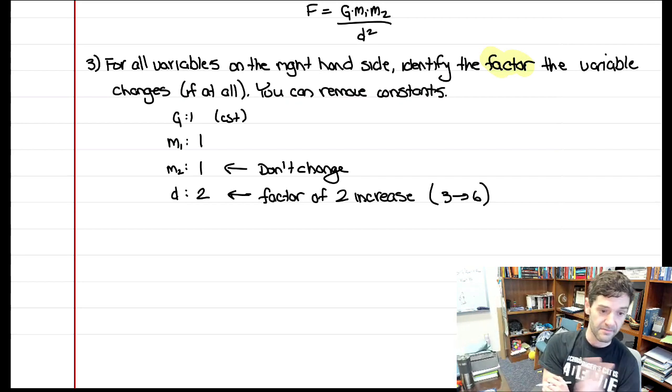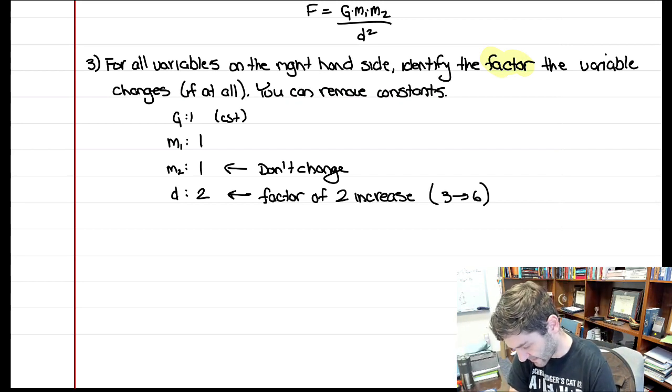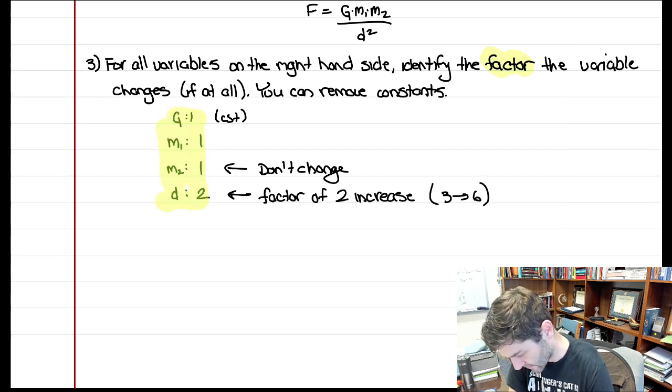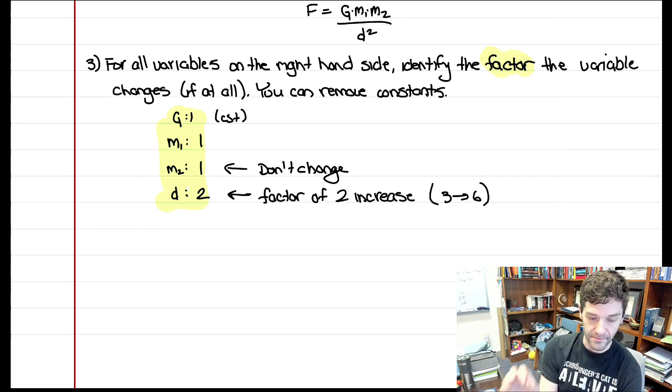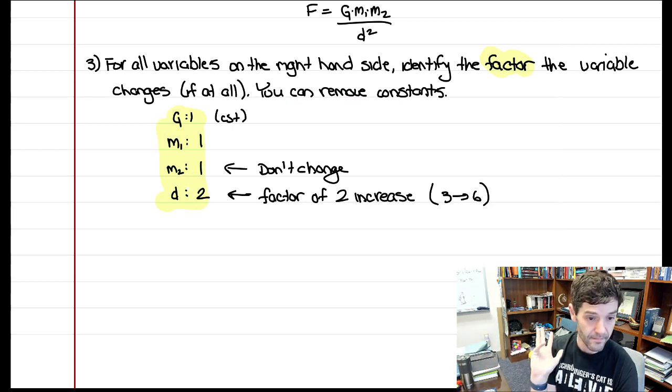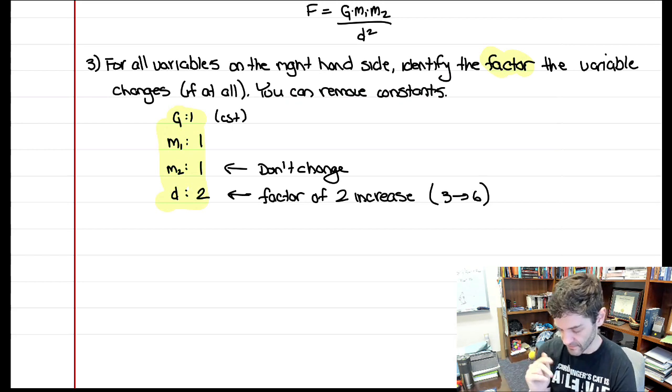Notice 3 and 6 have not appeared anywhere yet. What I've identified here, and what's going to be relevant, is the factors for all the variables. And you do that for every variable that's on the right-hand side. So there's a G, an M1, an M2, and a D. And I've identified for each of them the factor. Constants are just 1. The masses don't change, and then distance doubles.